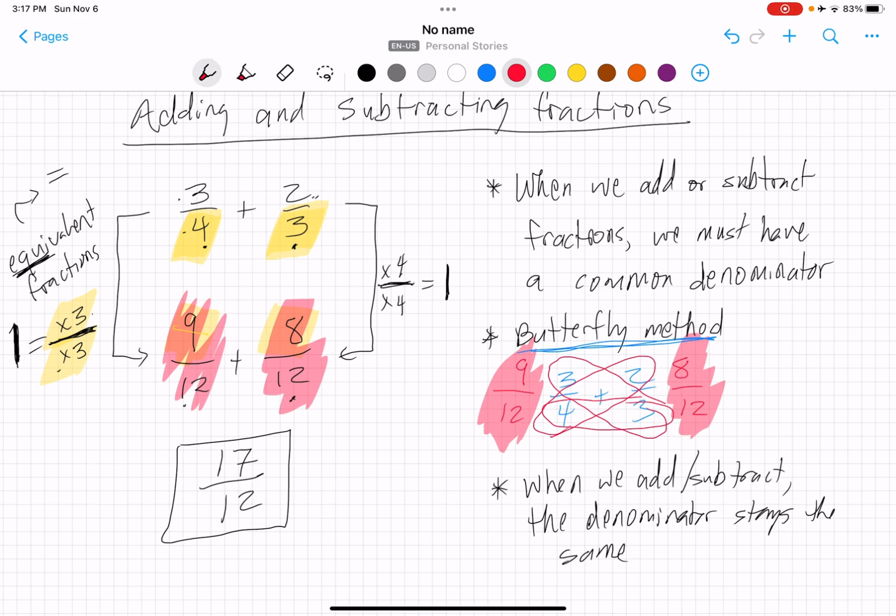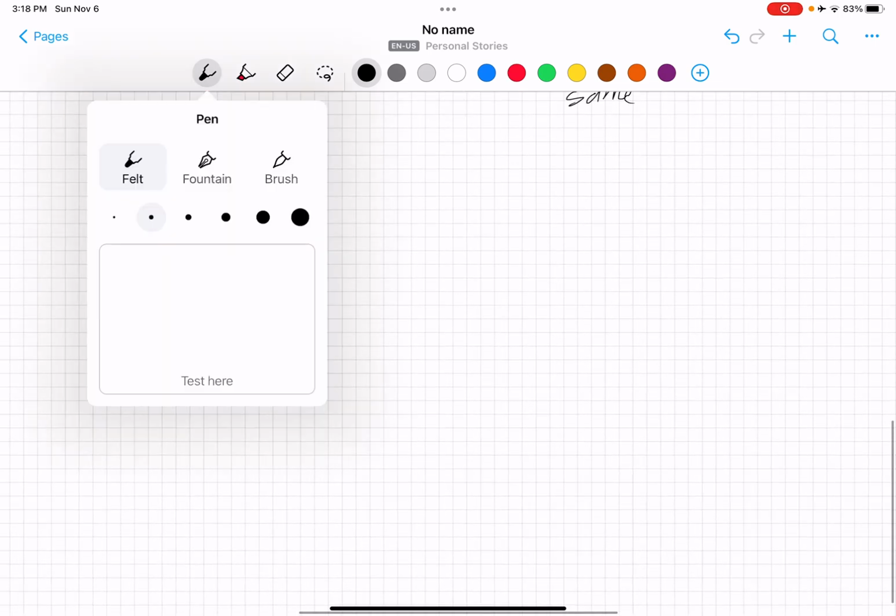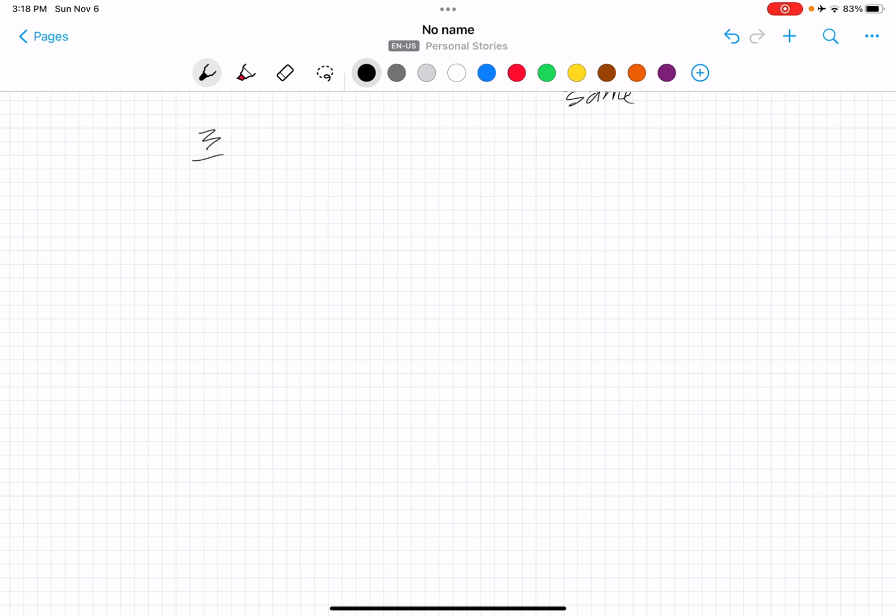To see how this might work as a subtraction, it actually works the same exact way. We're going to go through the same method. So we'll practice this again. We'll start off with the 3/4. This time we're going to subtract the 2/3.